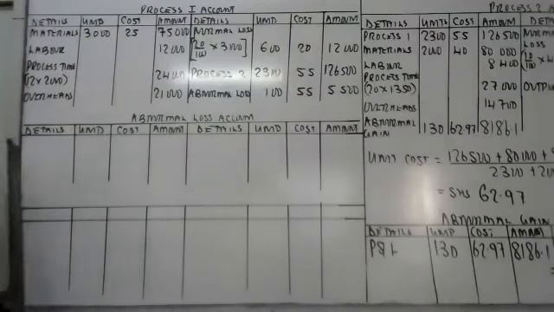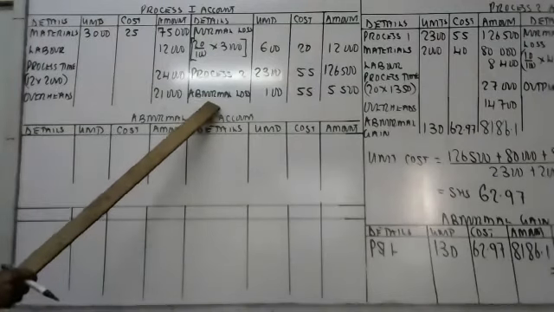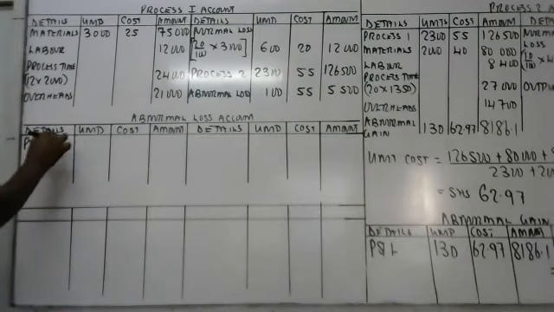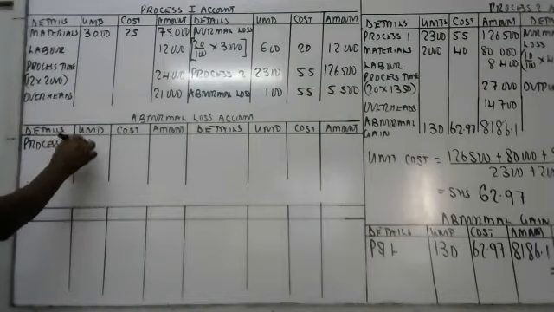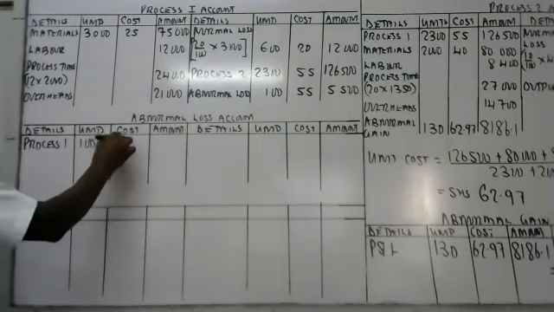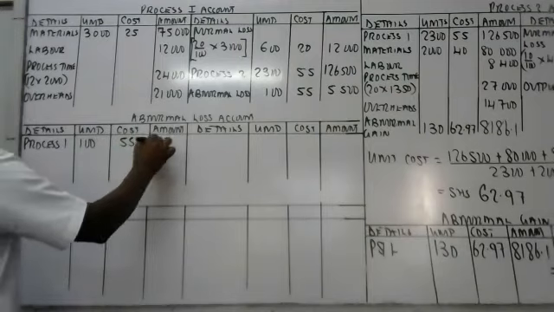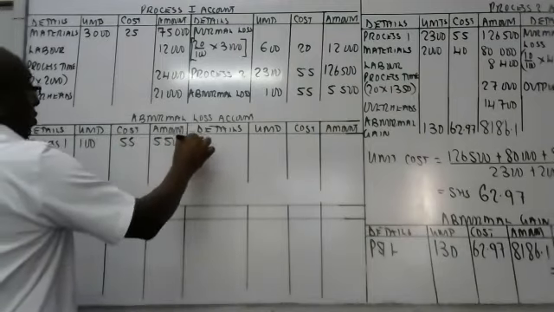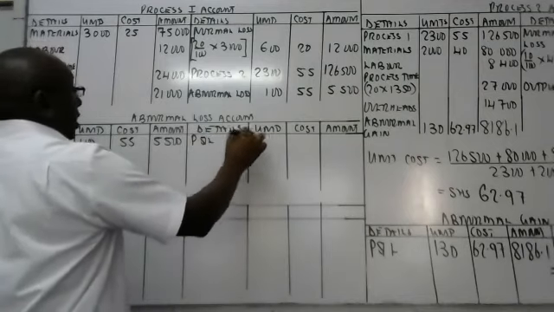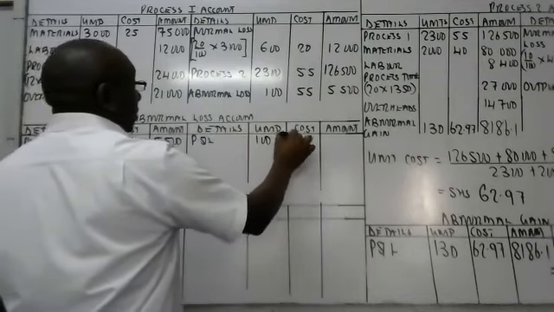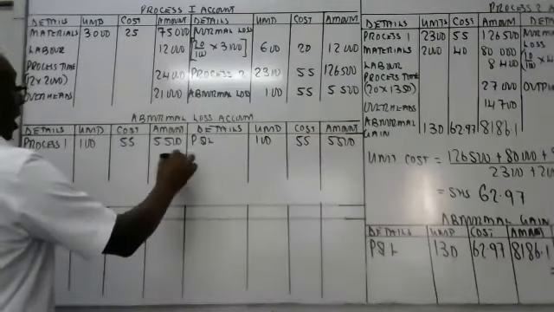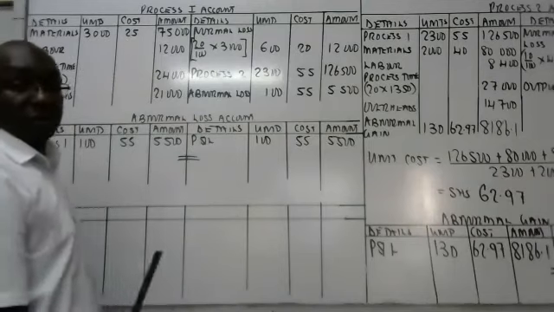So you can see process one had abnormal loss on the credit. So the debit here will come and say process one, the units are 100 at 55, that gives us 5,500. And that one you cross it to P&L immediately, 5,500. And that account stays closed.